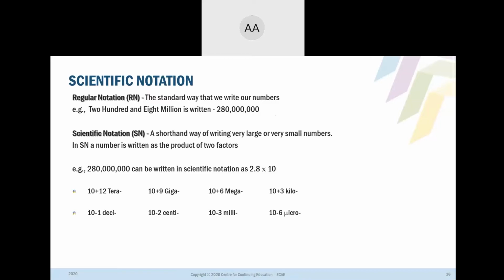So what exactly do we mean by scientific notation? Well, let's start with regular notation, the standard way that we write our numbers. For example, 208 million is written as you see it on the screen. Scientific notation can be thought of as a shorthand way of writing very large or very small numbers. So how we describe it is that a number is written as the product of two factors. And you can see all of your examples there.